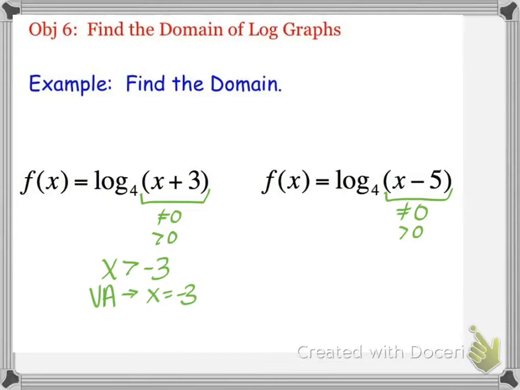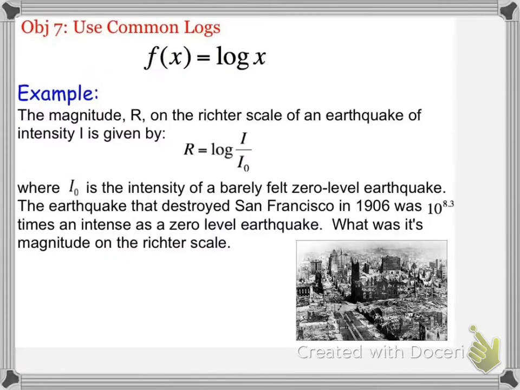The second example is the same exact thing. I cannot equal 0, and I have to always be bigger than 0. So my restriction has to be greater than 5. And of course that means my vertical asymptote is at 5, and everything will be to the right of 5 on the graph. So that's the key point no matter what logarithm you're looking at. It's always what's on the inside. We're going to look at this example when we get to class.